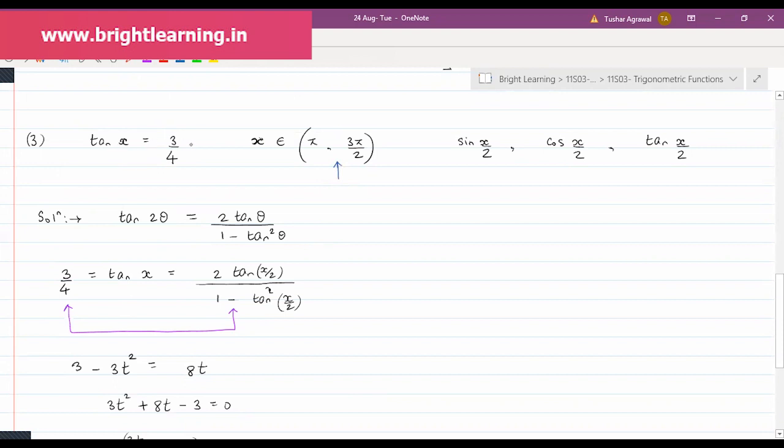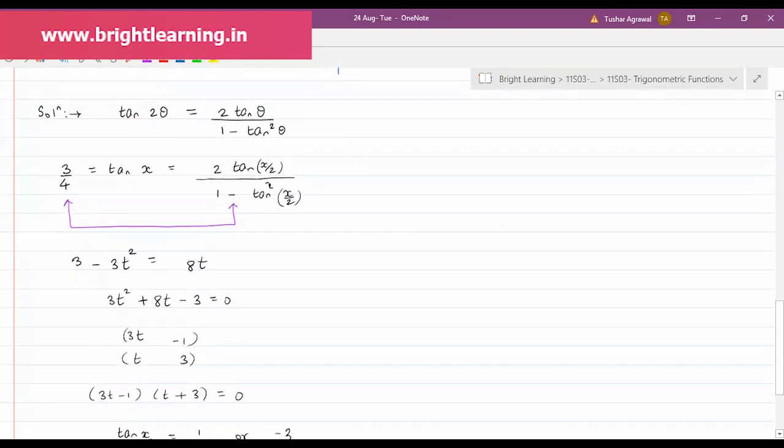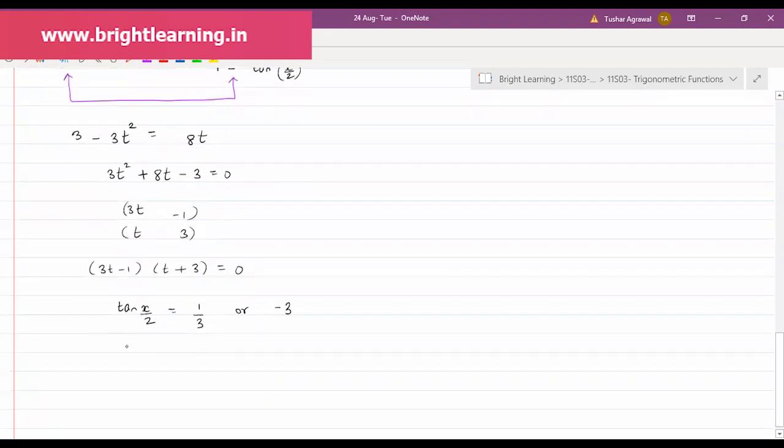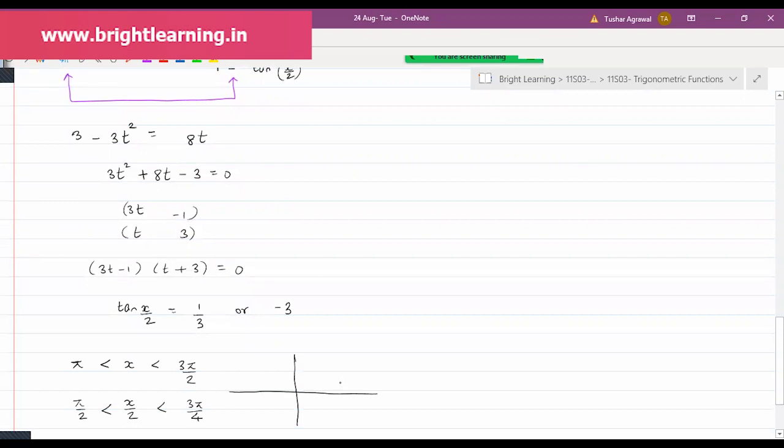It is given that x belongs to pi to 3 pi by 2. So can you say where x by 2 will lie? If x belongs to pi to 3 pi by 2, that is the third quadrant. So x upon 2 will be between pi by 2 and 3 pi by 4. Dividing by a positive number, the inequality does not change. So pi by 2 to 3 pi by 4 means it is in the second quadrant, not even the complete second quadrant, just this much part.